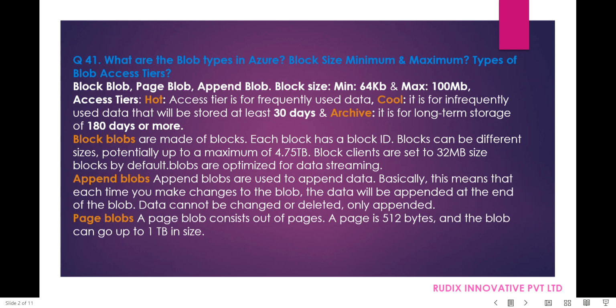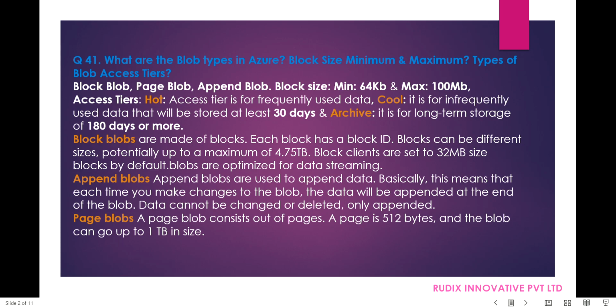There are three types of block types in Azure: block, page block, and append block. Let us describe these block types stepwise. Block means these are made of blocks. Each block has a block ID. It can be of different sizes, potentially up to a maximum of 4.75 terabytes. Block clients are set to 32 MB size blocks by default. Blocks are optimized for data streaming.